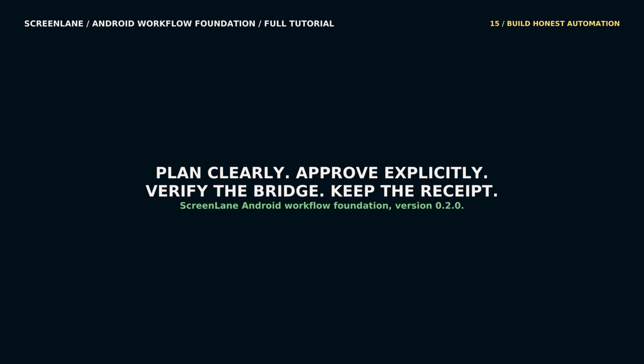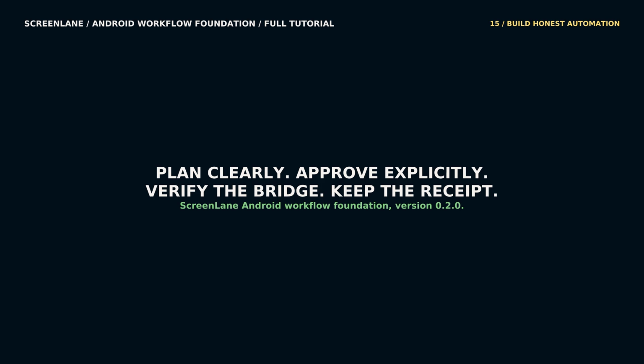ScreenLane version 0.2 is designed to make the safe state obvious. It does not make claims about device execution. It does not turn approval into a hidden side effect. It does not accept protected app classes. Instead, it creates a clear record of intent, policy, approval, bridge readiness, and outcome. That gives teams a dependable place to build from as the Android companion bridge is added.